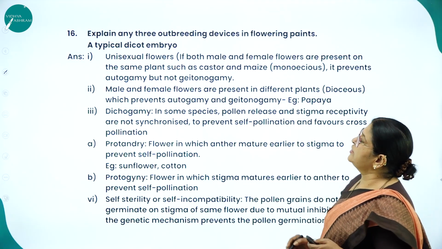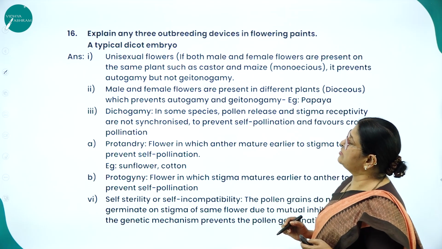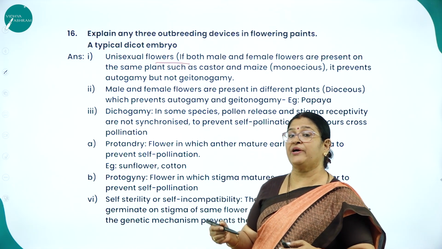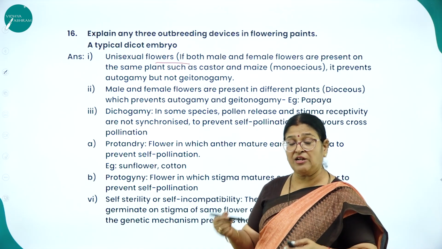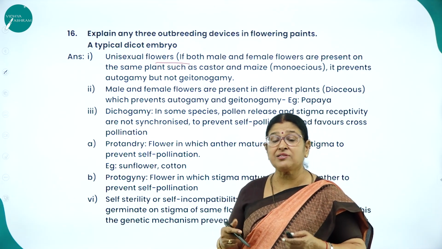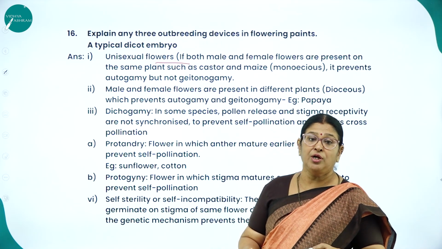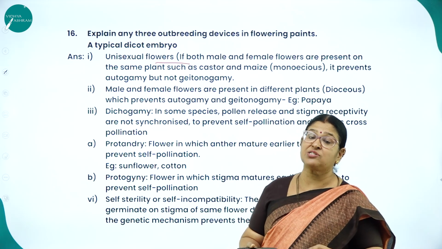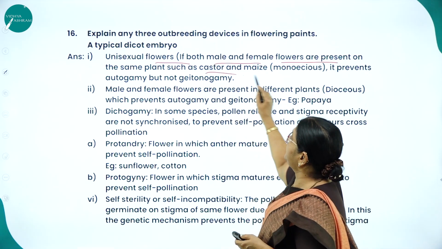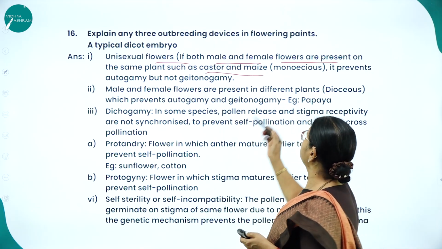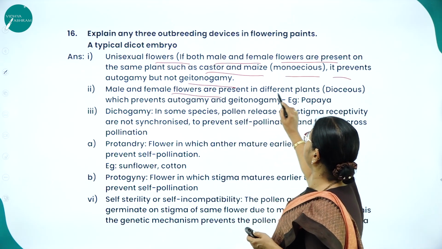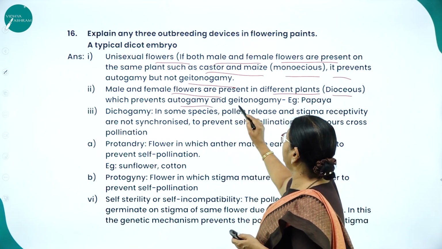Then 16th question. Explain any 3 outbreeding devices in flowering plants. The first is unisexual flowers. A plant tries to bear unisexual flowers to avoid what? Self-pollination and to enhance cross-pollination. So what do you mean by outbreeding devices? The devices are the strategies that a plant comes up with to avoid self-pollination and to enhance cross-pollination. So here, if both male and female flowers are present on the same plant, self-pollination is possible. It prevents autogamy but not geitonogamy. If male and female flowers are present in different plants, that is dioecious, which prevents autogamy and geitonogamy.